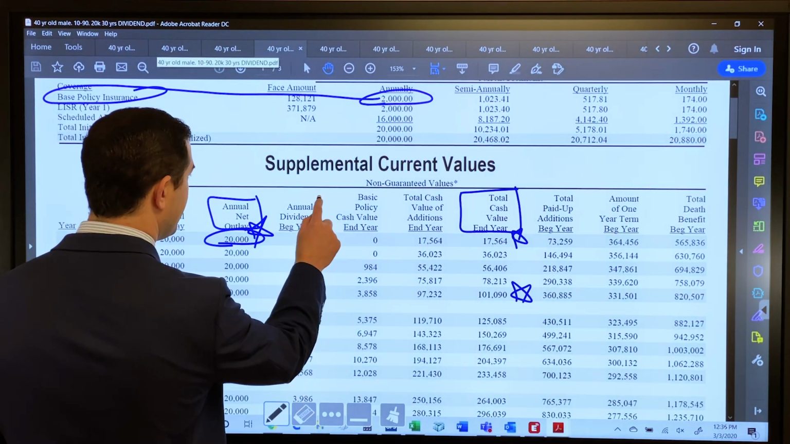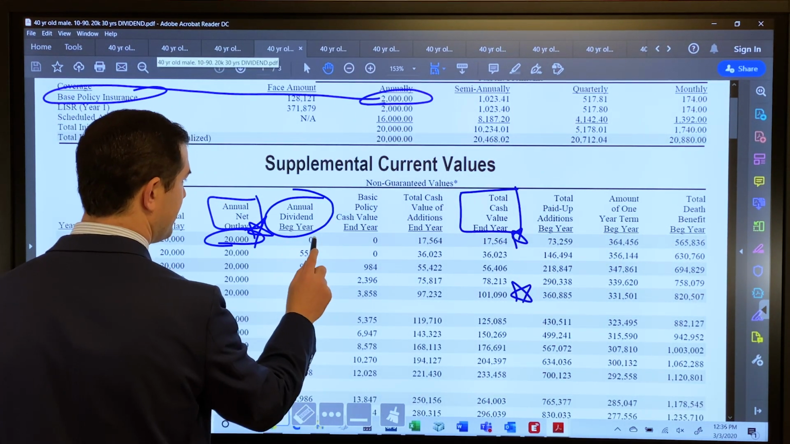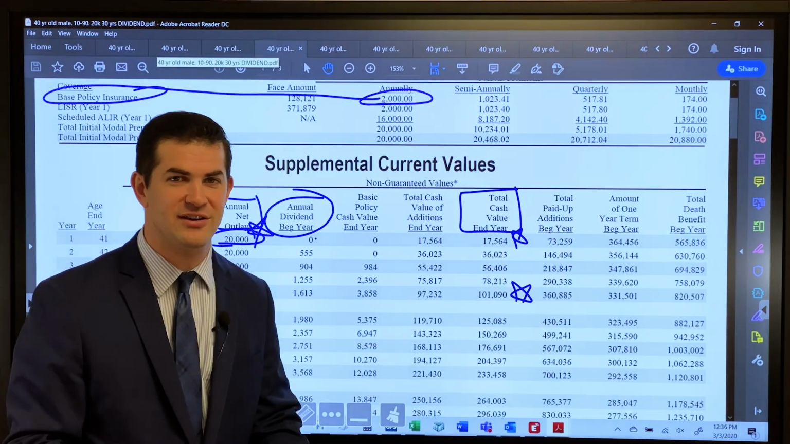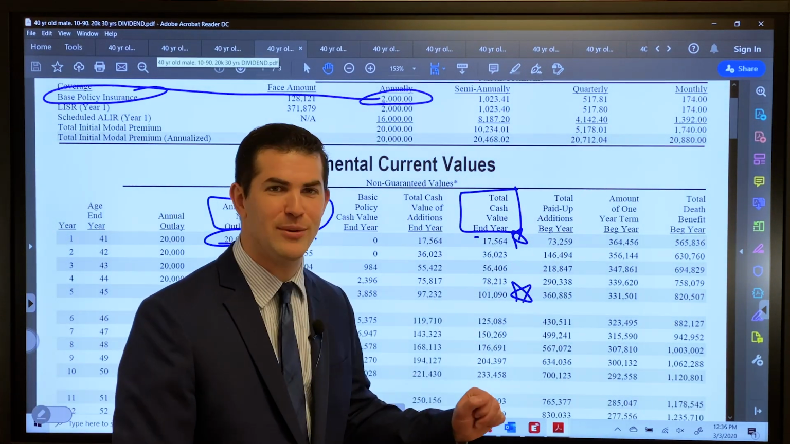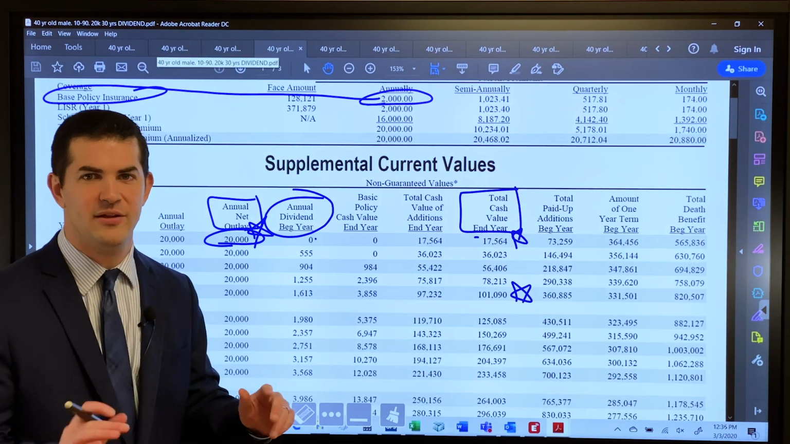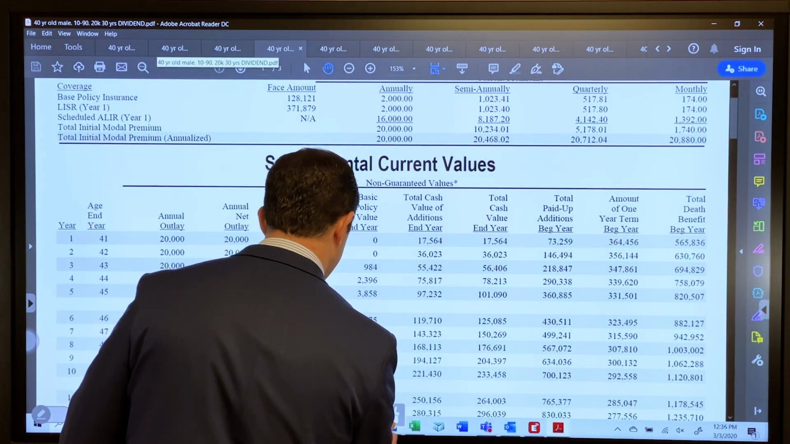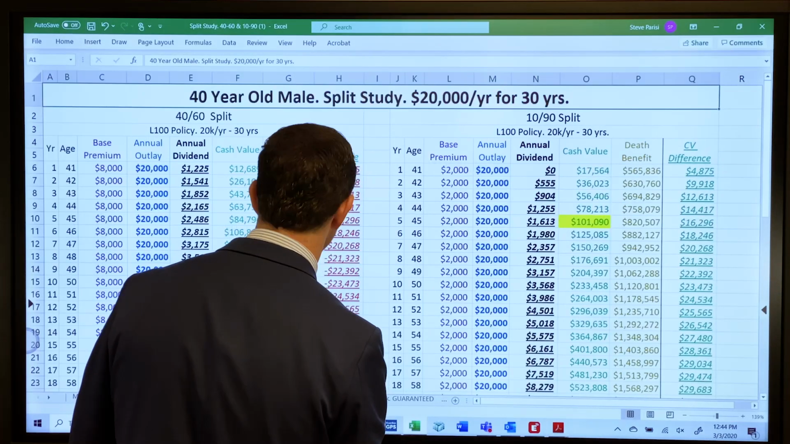Now, with that said, look at my dividend column. You might recall the 40-60 split had less cash value up front, but a higher dividend. Let's look at a direct side-by-side comparison here. This would be very interesting.